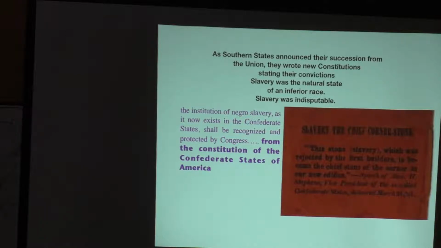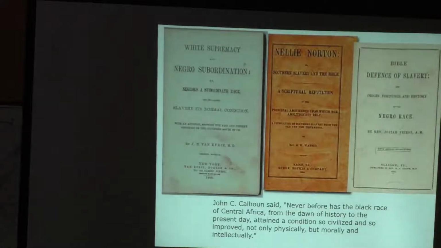And here is a little broadside from Stevens, who's the first vice president of the Confederacy, who says, "This stone, slavery, which was rejected by the first builders, the North, has become the chief stone of the corner in our new edifice." I mean, they're really gripping this thing. So anybody who ever tells you that the Civil War was not about slavery, have them read that. You know, this is right at the beginning.